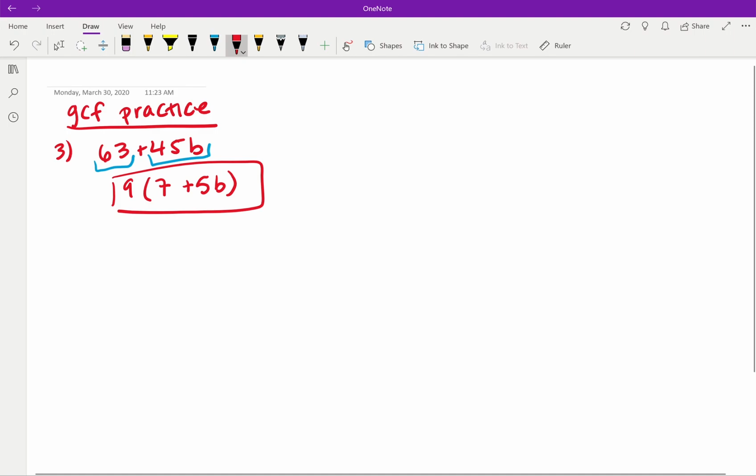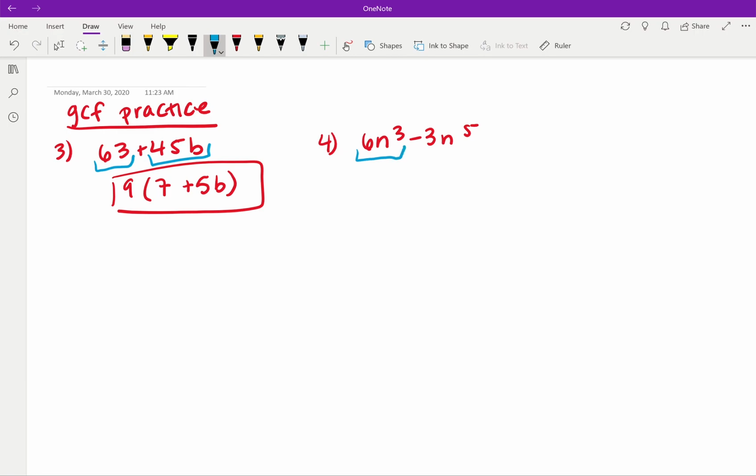Okay, let's do number 4. Number 4 is 6n cubed minus 3n to the 5. Here are my two terms, 6n cubed and 3n to the 5. They both have a number in common, and that number is going to be 3. So I'm going to take out a 3. And then they both have n's. This one has 3 n's, and this one has 5 n's. So I'm going to take out the least amount of the two. The smallest amount of the two would be n to the third. N to the third. And then I draw my parentheses and I start dividing.